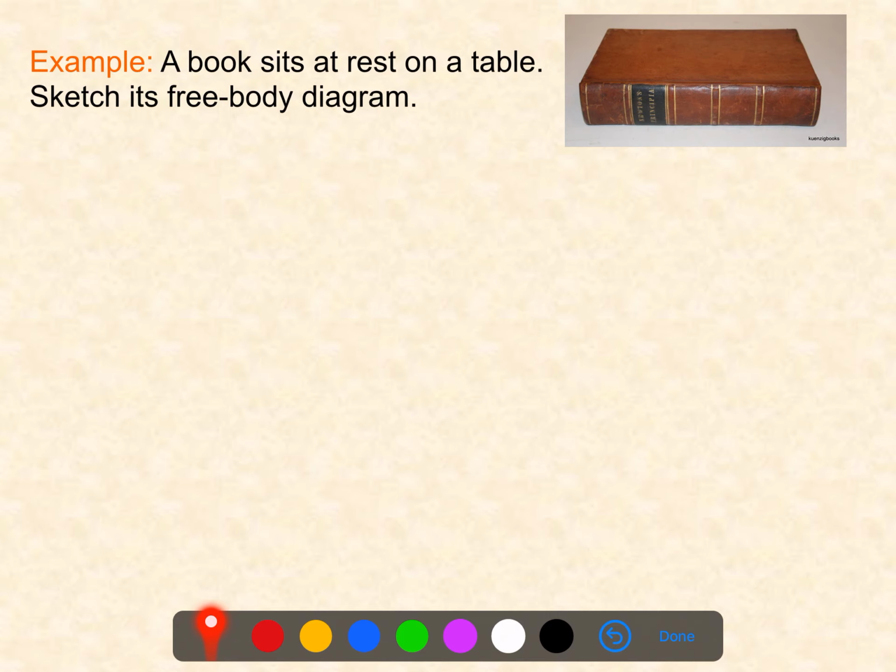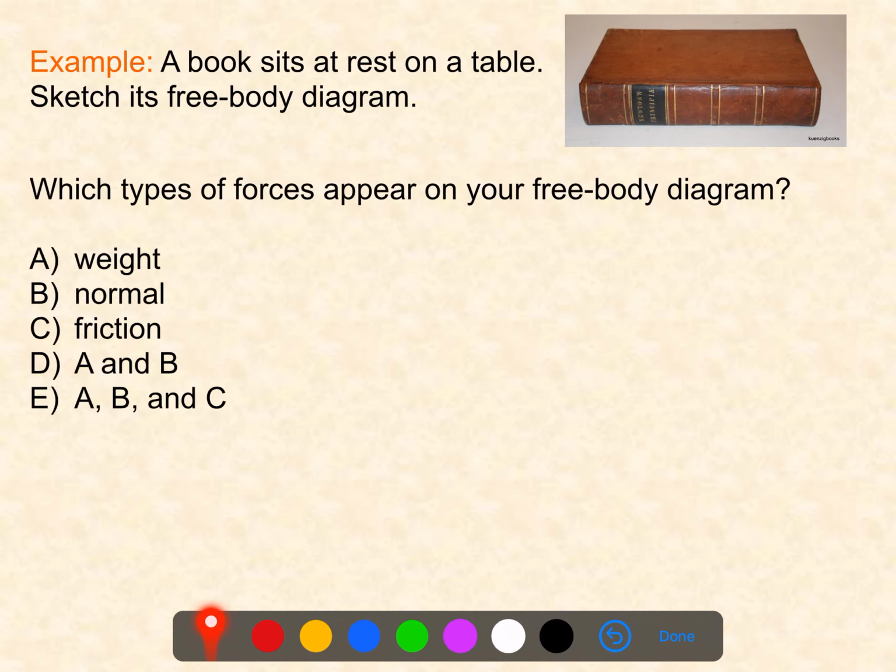Let's say that we have a book sitting on a table. And we want to start drawing a free body diagram of this book, and we want to know which forces should appear on our free body diagram. If it's just sitting there and we're not trying to push or pull it, we don't need to worry about this friction force. However, we do need to worry about the weight and the normal force. So that corresponds to choice D here of the options listed.